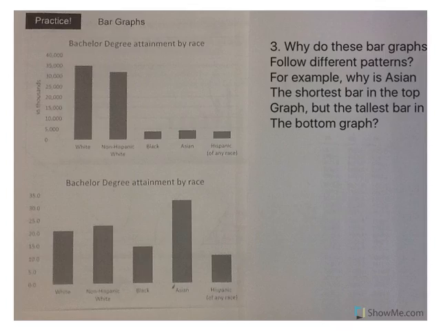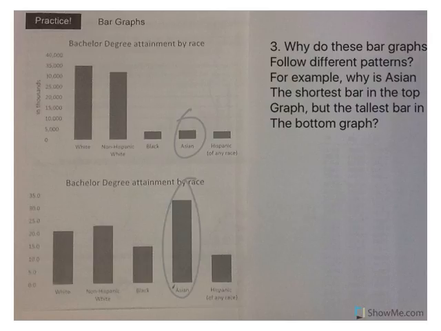These two graphs: this one talks about the raw data, and this one talks about percents. So we have raw data and we have percents. Why do you think these follow different patterns? If they're the same data, why is the Asian bar so small down here, but it's the biggest one down here?